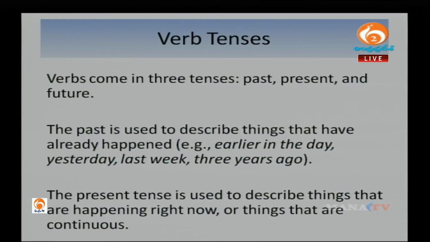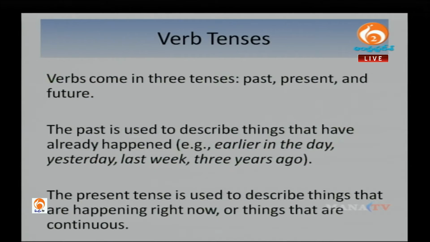Okay, so the past is used to describe things that have already happened, right? As the word says, it is past tense and it discusses what happened in the past. Few examples are: earlier in the day, yesterday, or last week, 3 years ago.